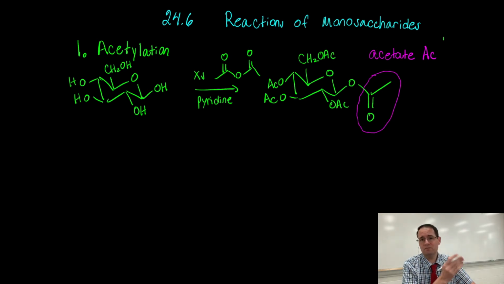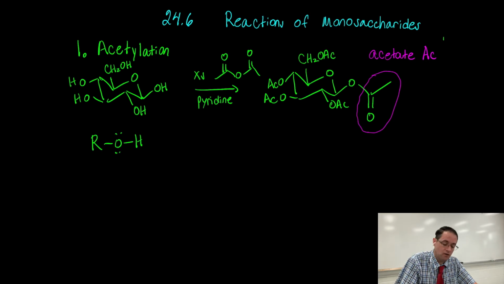Now, the book doesn't mention this. They just say, oh yeah, see the previous chapter. But I just want to take you through the mechanism in case you're worried or you want to know how that mechanism works, okay? So here we have our alcohol, all right? This is going to happen 5 times, but I'm just going to show one of the mechanisms, all right? We have our alcohol. We have acetic anhydride, okay?